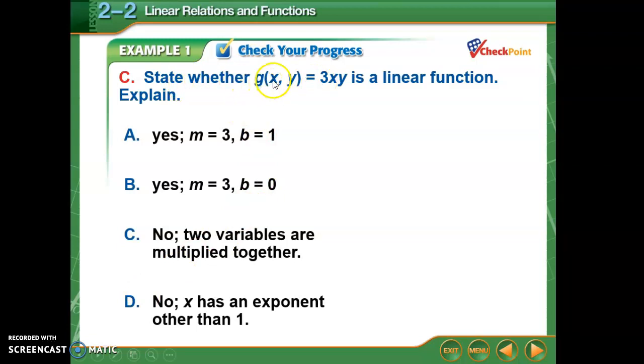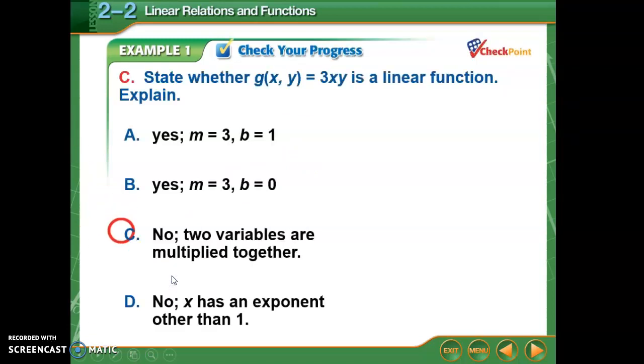State whether g of x comma y equals 3 times x times y is a linear function. Remember, you follow your formula or equation of the line. Is this in y equals mx plus b? You've noticed there are 2 variables involved. Remember, to be a line, you should only have 1 variable, which is x. So the best answer for this is no.